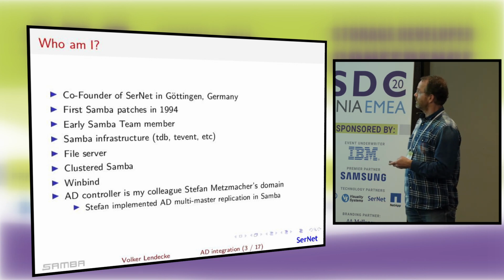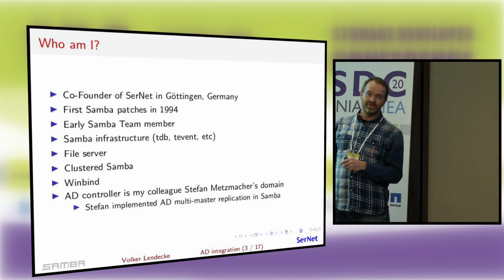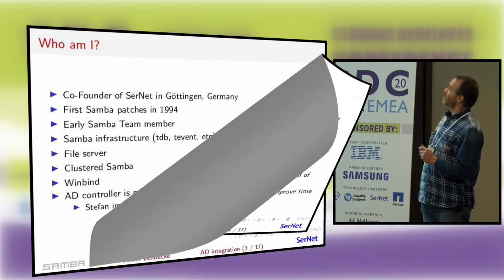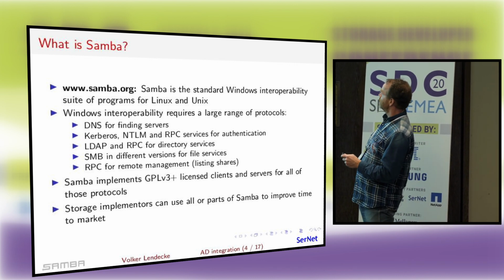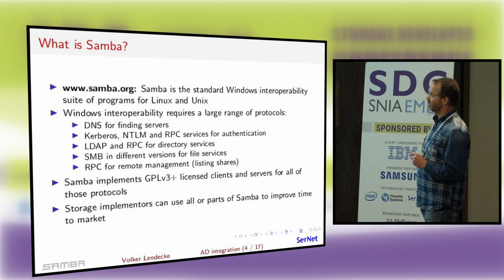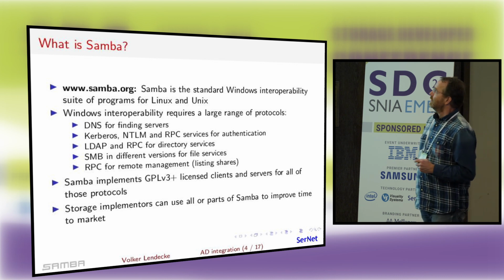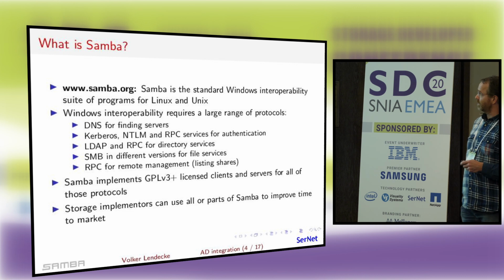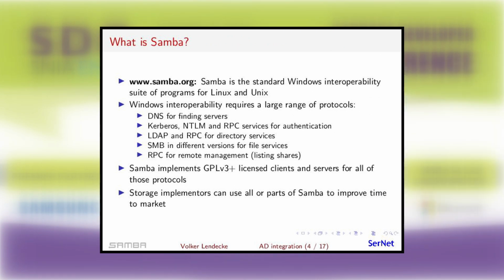By the way, this Active Directory multi-master replication was his bachelor thesis even before it was documented, so he knows this stuff. Okay, what is Samba? According to Samba.org, it's the standard Windows interop suite of programs for Linux and Unix. And Windows interoperability, as you probably have figured out, is pretty rich. A large range of protocols. We have DNS. We used to have NetBIOS. That's long ago. Nobody uses NetBIOS these days anymore.